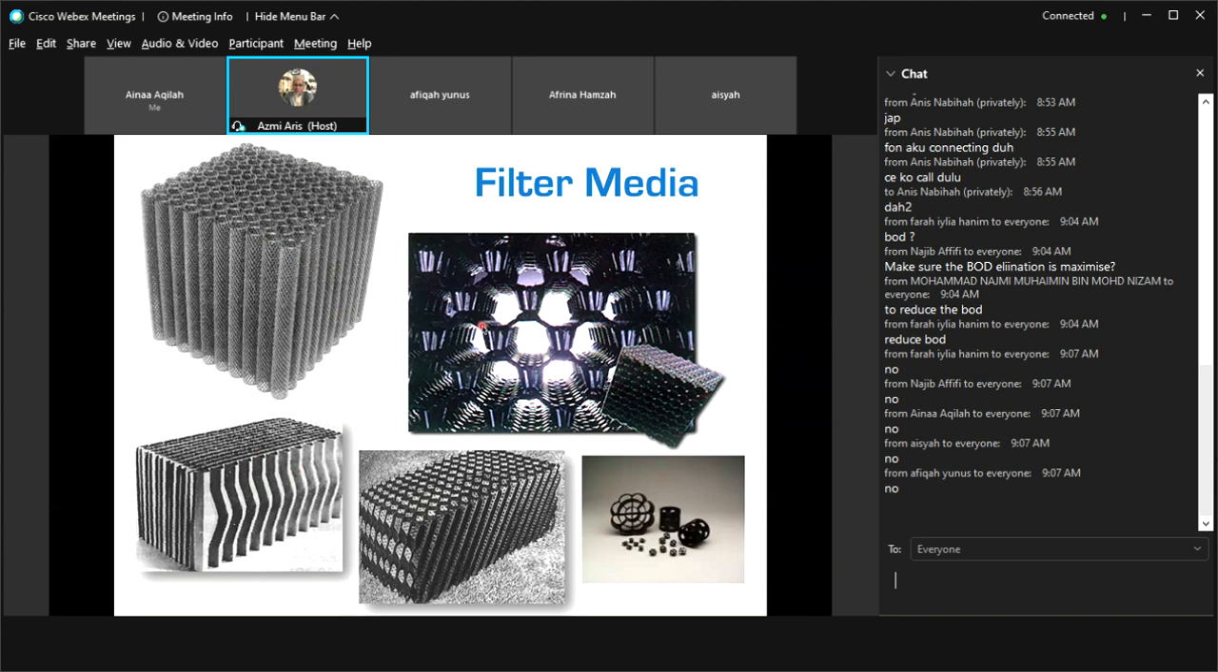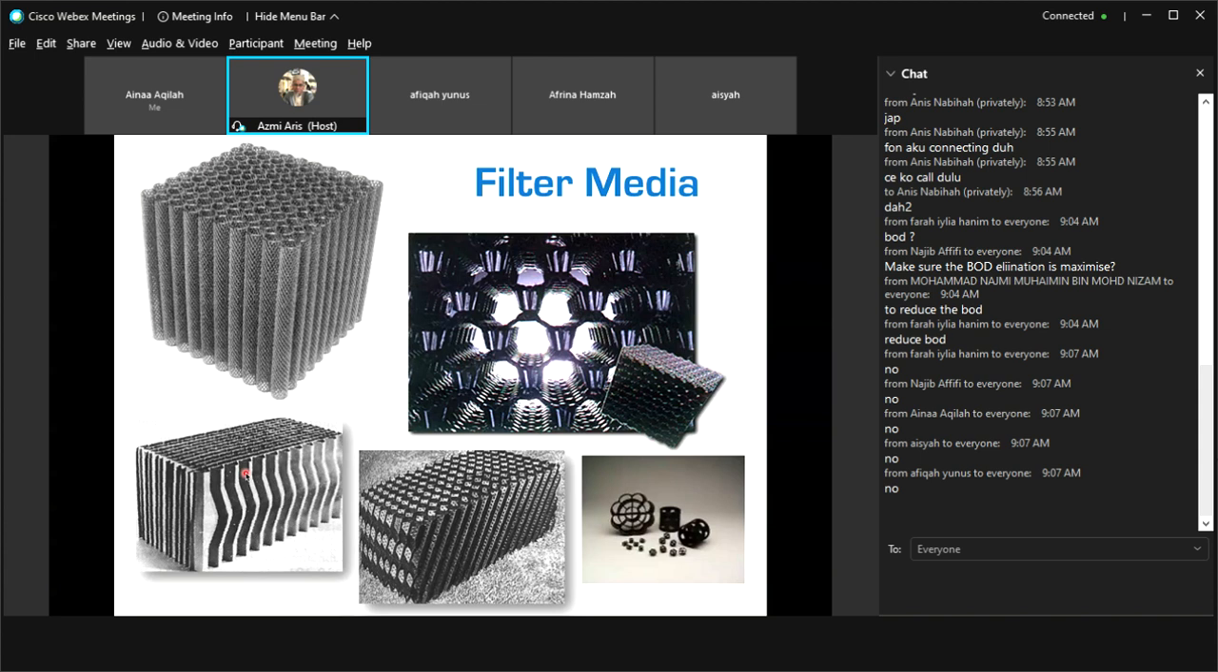And because it is lightweight, you don't need a strong structure. Just now I said that when the media is made out of stone, you will require a strong wall to hold the media, to hold the stone. But because this is plastic, you don't need that strong wall to hold the plastic media. Because of that, it can go much higher, up to 6 to 7 meter.